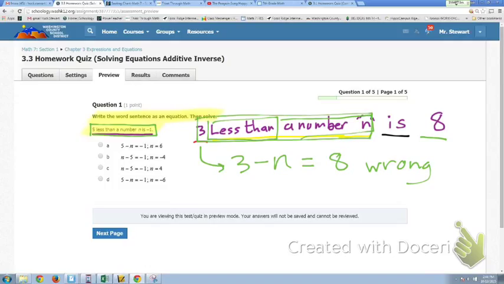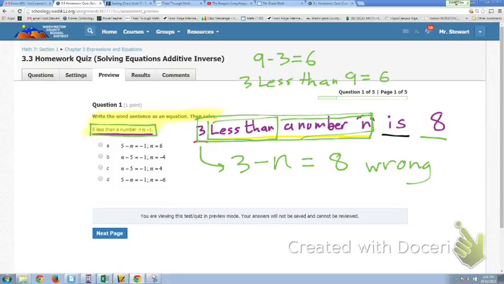When you say 3 less than a number n, this isn't saying 3 take away n. Let me read it like this. What is 3 less than 9? If I said 3 less than 9, well, what's 3 smaller than 9? Well, here's 9, take away 3, and that equals 6. So 3 less than 9 is 6.